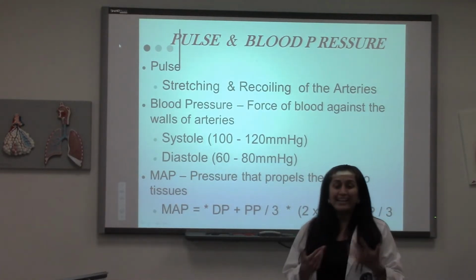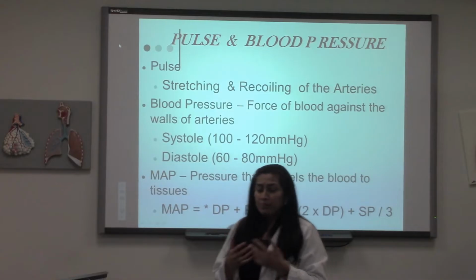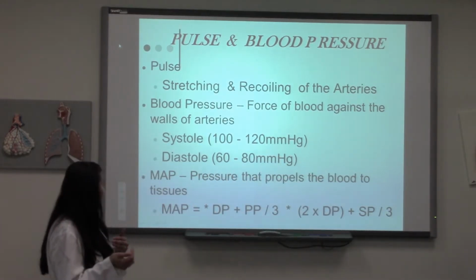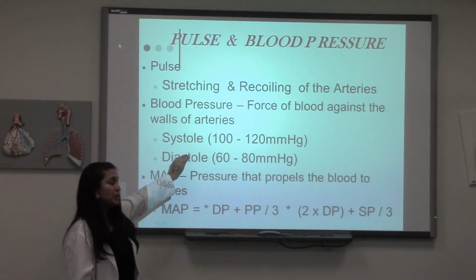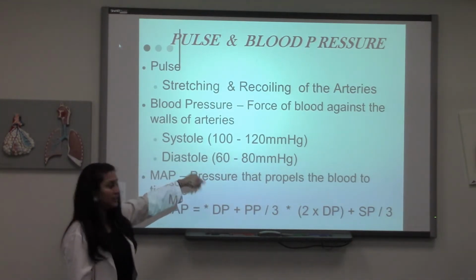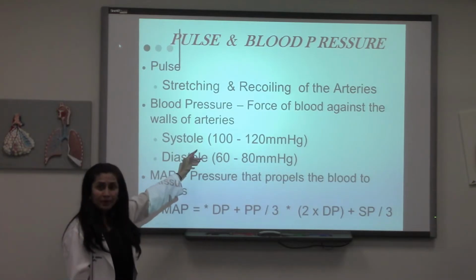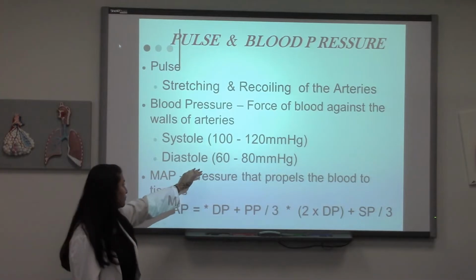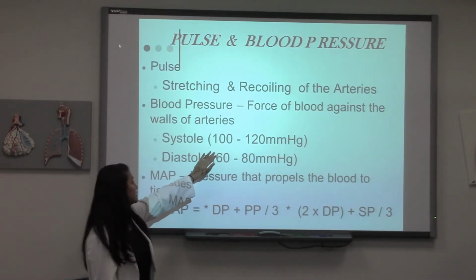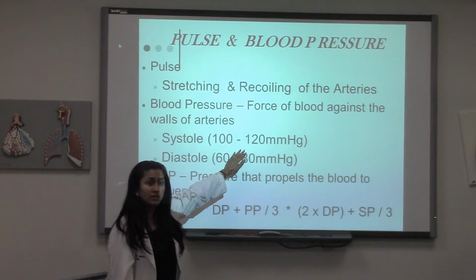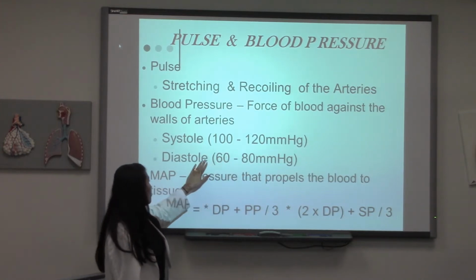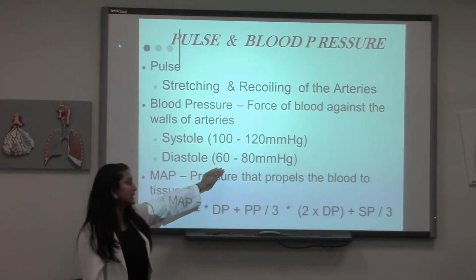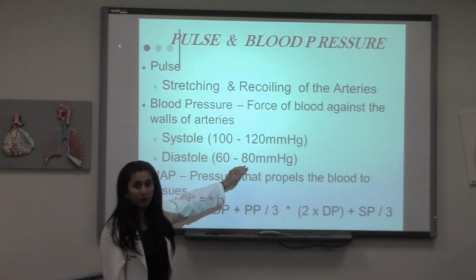Now, blood pressure. What is blood pressure? Blood pressure is the force of blood against the arterial walls. We have two components to a blood pressure, systole and diastole. Systole is the top number, the larger number, where diastole is the lower, smaller number. The normal range for systole is 100 to 120 millimeters of mercury, and the normal range for diastole is 60 to 80 millimeters of mercury.